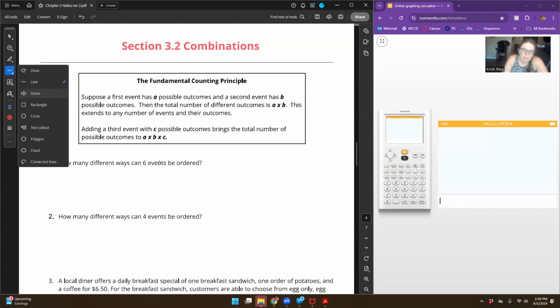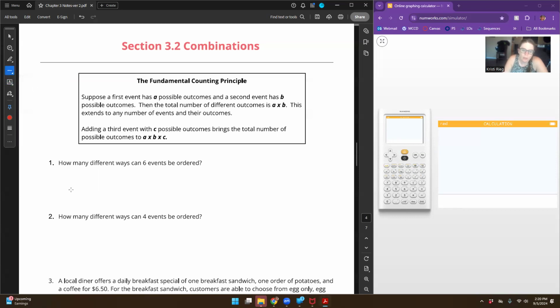Okay, so if we have 6 different events being ordered, let's just think about the numbers 1 through 6. If we want to write the numbers 1 through 6 in all the different possible ways, for example, we have 1, 2, 3, 4, 5, 6. We have 1, 3, 2, 4, 5, 6. We have 1, 4, 2, 3, 5, 6. You see what I'm saying? Just mix all the numbers up, all the possible ways. It's going to take a long time to just say them all, but there is a way we can calculate this.